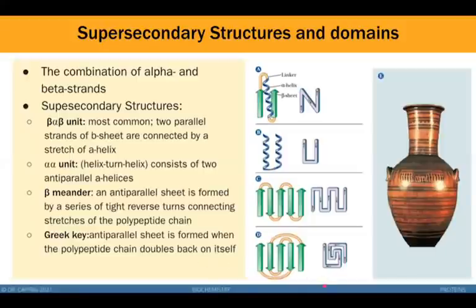Okay, for Greek key, this anti-parallel sheet is formed when the polypeptide chain doubles back on itself. So here in the structure of the Greek key, this is the beta sheet. Then the direction is anti-parallel again with the first one, and the next beta sheet is also anti-parallel to the previous one. And the next beta sheet is another anti-parallel structure against the previous one. So as you can see here, the anti-parallel sheet folds back on itself. So that is the Greek key.